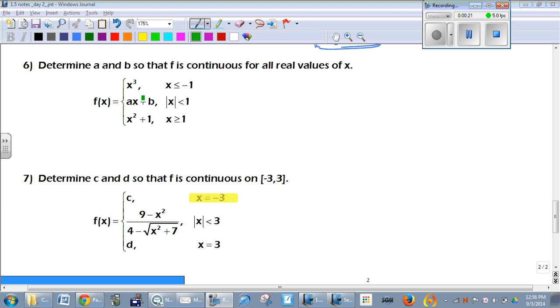So when this ends and this line begins, it needs to be at the same point. And when this line ends and this parabola begins, it has to be at the same point.